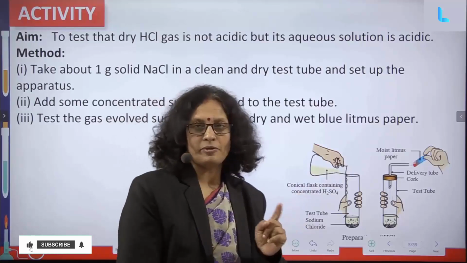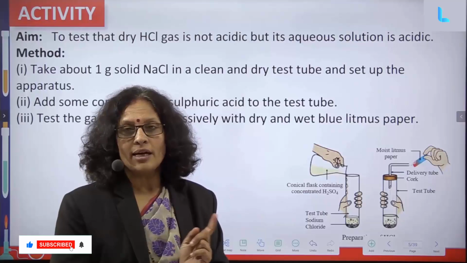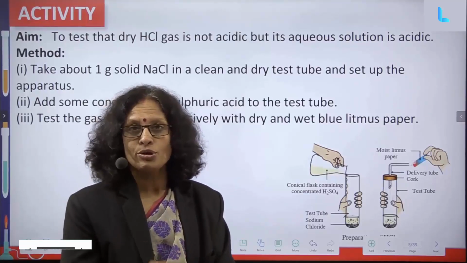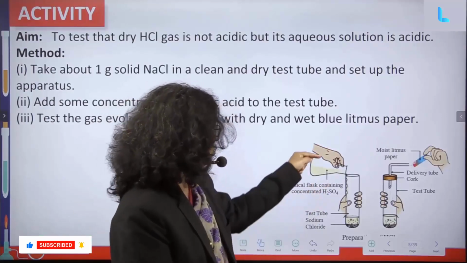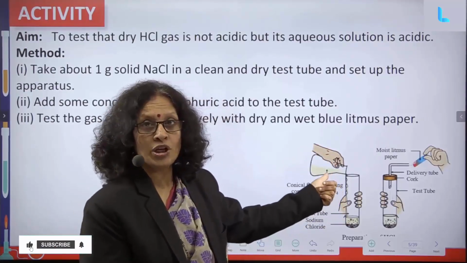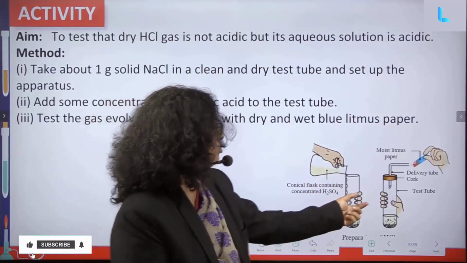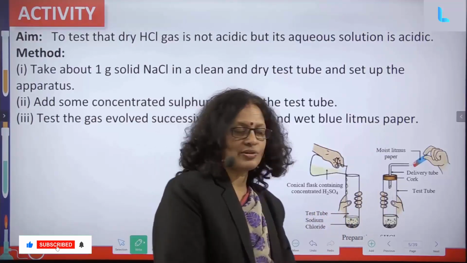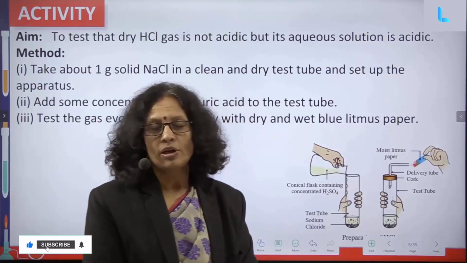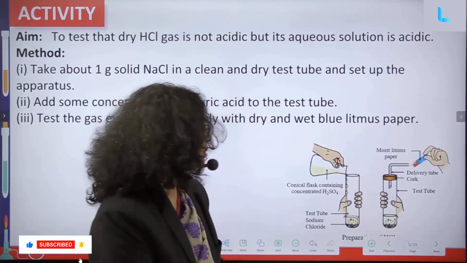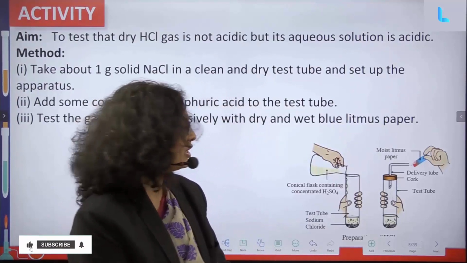Now concentrated sulfuric acid, when we have to add it into any solution, we should add acid to solution. We should not add solution to acid, because otherwise the acid will spurt out. So here we are correctly adding concentrated sulfuric acid from another conical flask into a test tube. When the reaction of NaCl and H2SO4 takes place, we can touch the litmus paper to it.